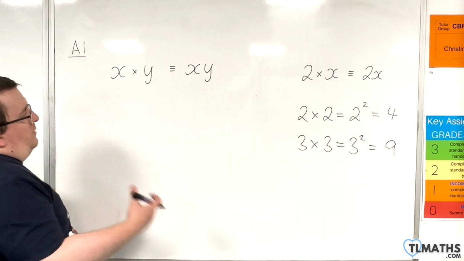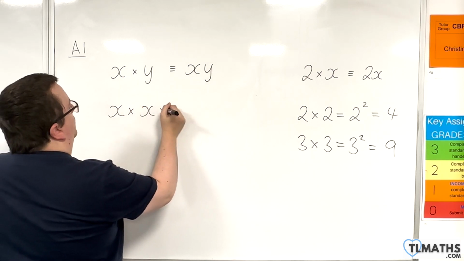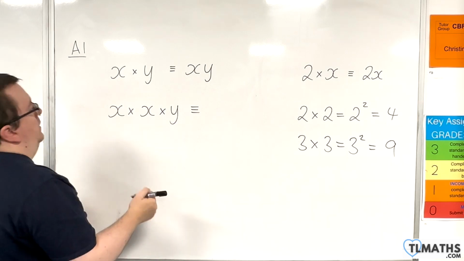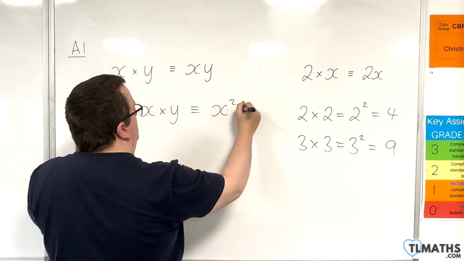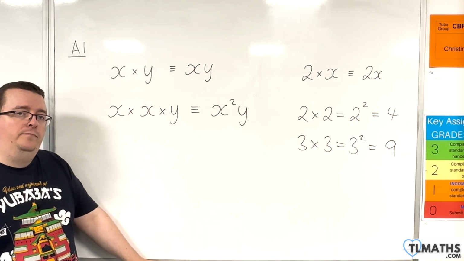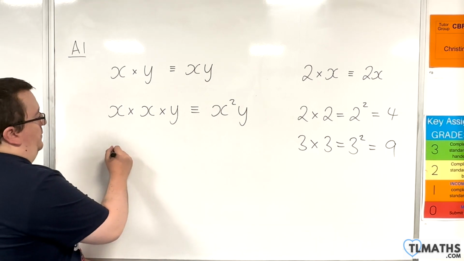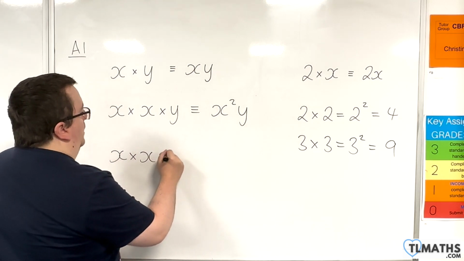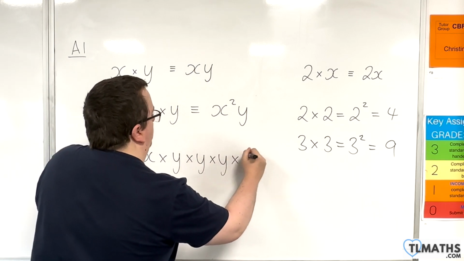So then you could say, okay, well, what if I've got x times x times y? Well, the x times x, I understand, is x squared, and I'm multiplying that by y. So I'd write that as x squared y. You could then have multiple terms. So you could have, let's say, x times x times y times y times y times z.